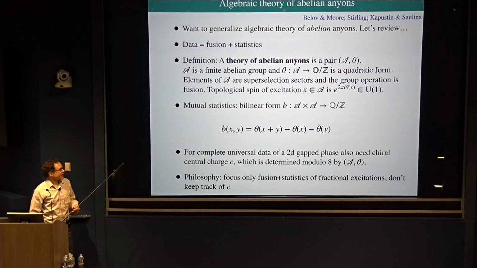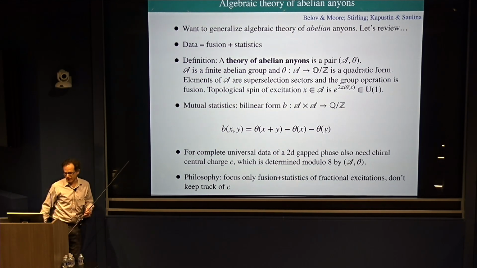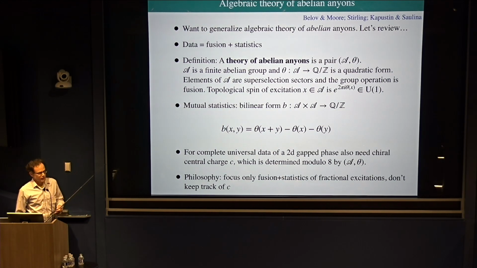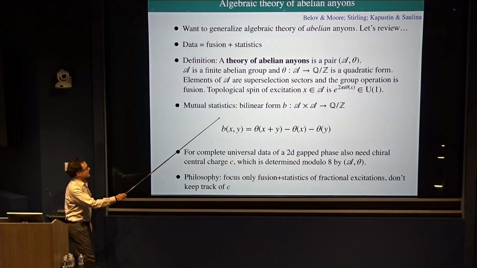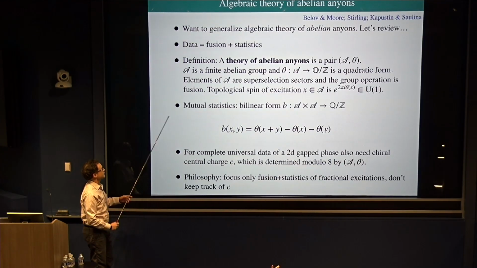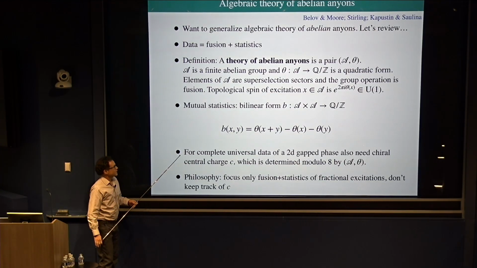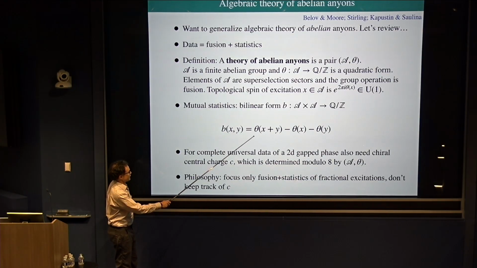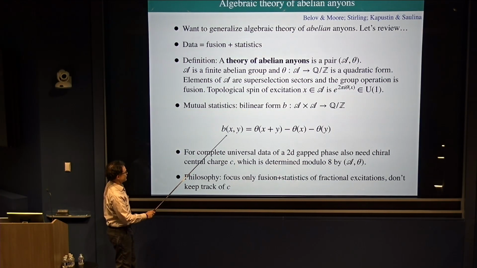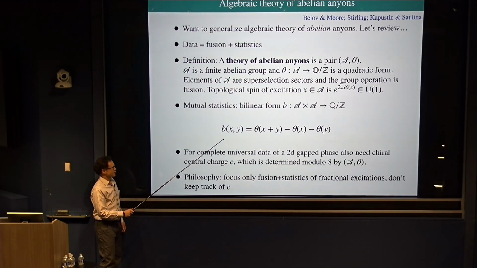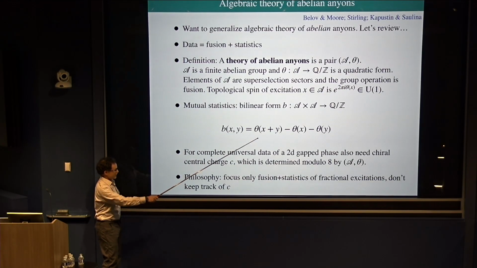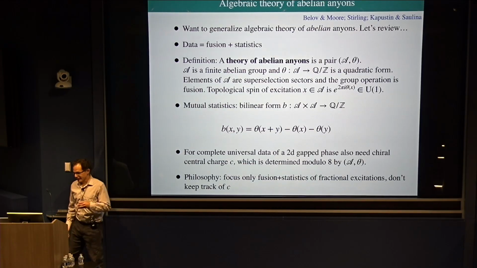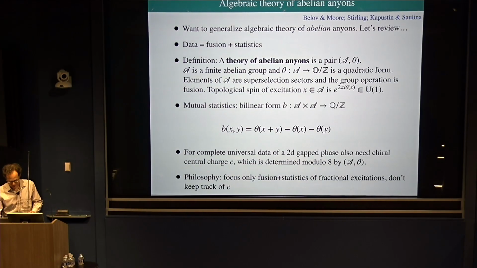The elements of A are anyons, they're superselection sectors. The group operation is fusion, and what does theta mean? It's the topological spin of an excitation. Something you might know from the theory of anyons is that if you know the topological spin, you also know the mutual statistics, B of x y. And it's part of the definition of a quadratic form that this function is bilinear in x and y. So it's bilinear by definition.